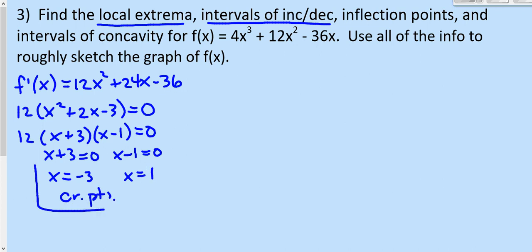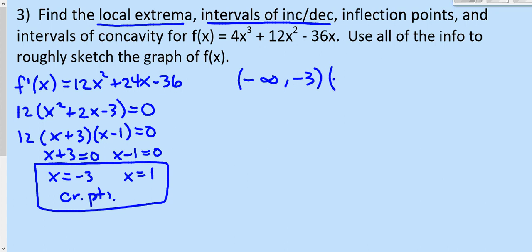Okay, now to figure out if those are local extrema, we could do the first derivative test or we could do the second derivative test. Second derivative is going to be easy to find. We need to find it anyway. But we also need to know the intervals of increasing and decreasing, so we're going to have to do everything anyway. Let's carry on with the first derivative and find the intervals of increasing and decreasing. So we have the interval from negative infinity to negative 3. We break the intervals at the critical points. We have the interval from negative 3 to 1 and the interval from 1 to infinity.